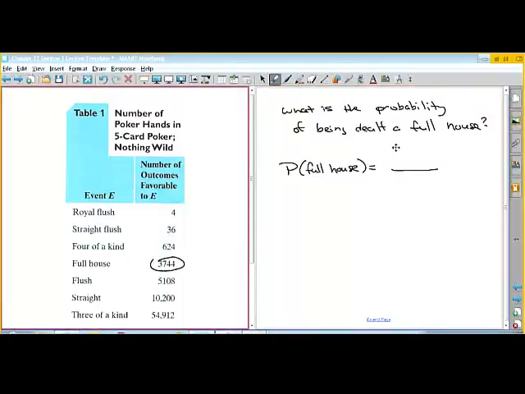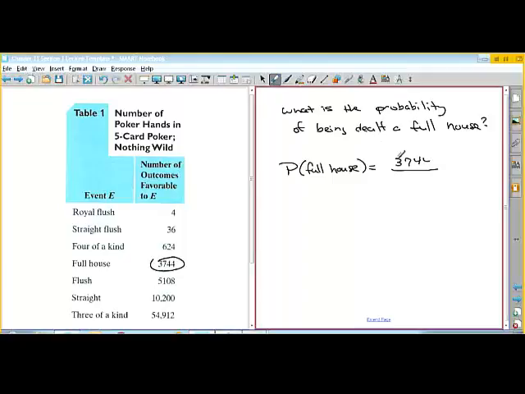In this case, the favorable event is getting a full house. So there are 3,744 possible full house hands, and the total number of 5-card hands is 2,598,960. So we just take the ratio of those two. We could just leave it as that, but I'm going to put it in decimal form.